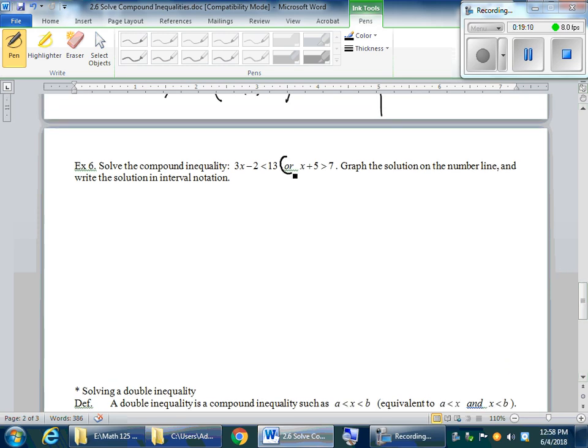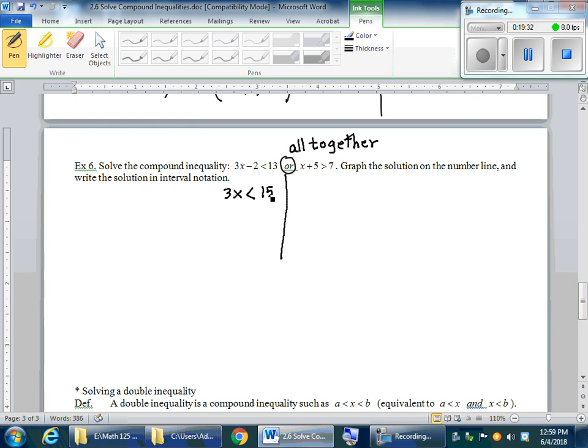Again, compound inequality with or, so that means all together. So solving each case, 3x, adding 2 to both sides, that becomes 3x is less than 15. And divide both sides by 3, so therefore x is less than 5. On the second inequality, subtract 5 from both sides, that gives us x is greater than 2.